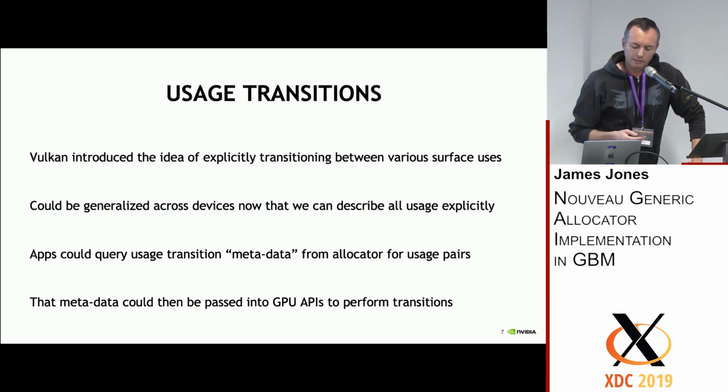And then the application would take that metadata and pass it into, I think we agreed that it was only the 3D APIs that would be able to do the actual transitions, since they're usually the ones that have the capability to do that. And then those APIs would expose some extension that would allow you to actually perform the transition given that metadata.